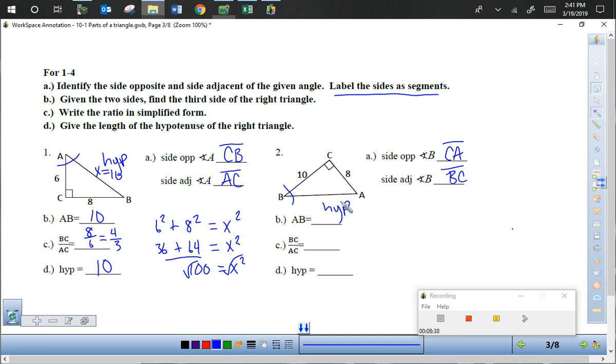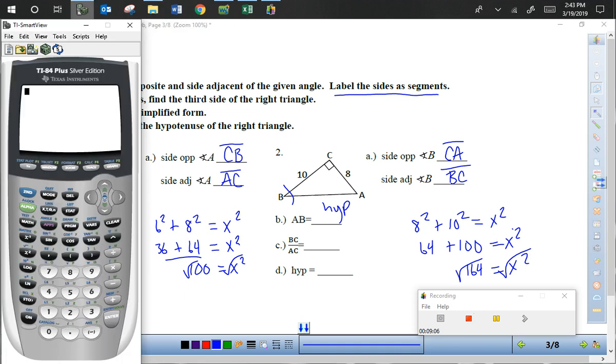Our missing side is the hypotenuse again, so we're setting up 8 squared plus 10 squared equals x squared. And then 64 plus 100 equals x squared. We want to now take the square root of 164. That's not a perfect square, so just type that in your calculator. Our work this chapter is going to be useful for us to look at the decimal version versus the broken down simplified radical. So we just want to write this as 12.8.